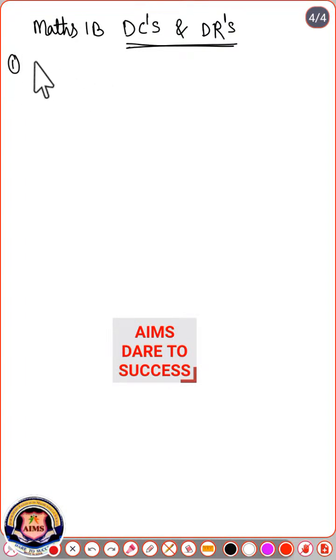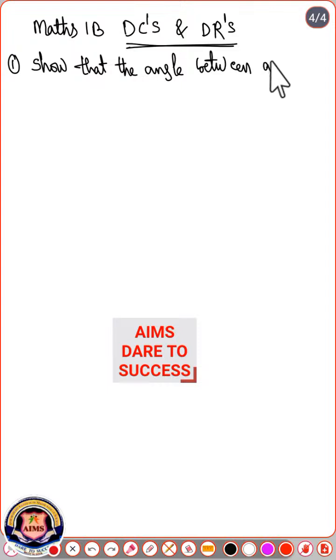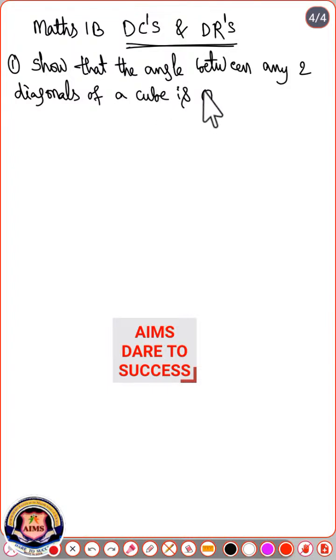So today's first problem, they are giving you the question: show that the angle between any two diagonals of a cube is theta is equal to cos inverse of 1 by 3. They can give you like this.